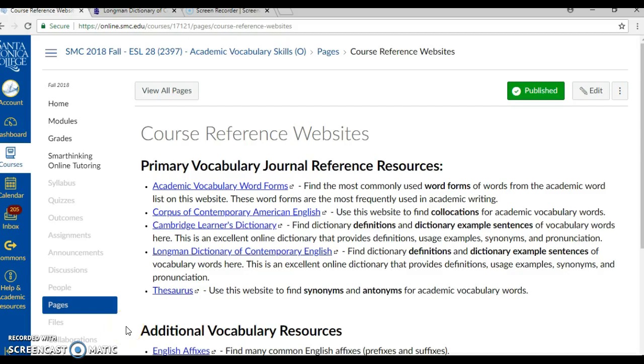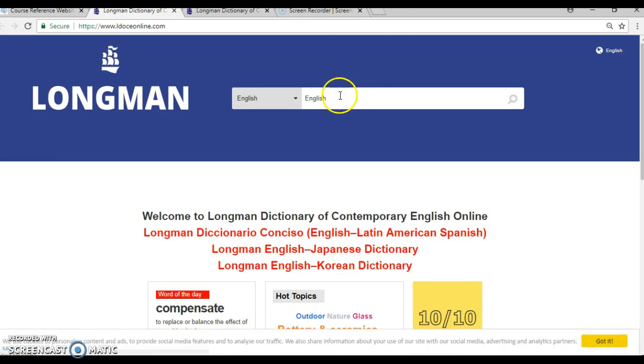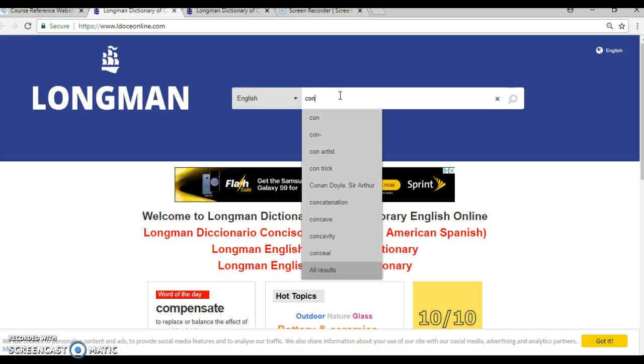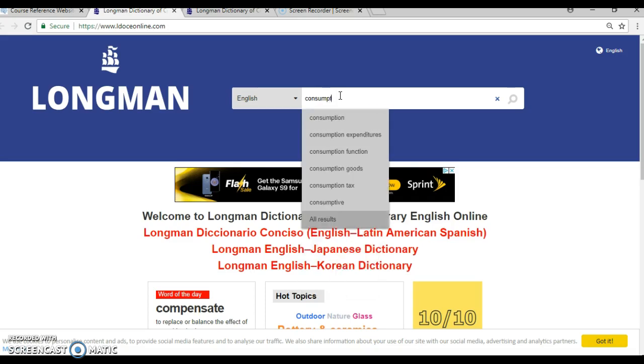In this video, I'm going to show you how to find the dictionary sentences for the words that you'll be writing in your vocabulary journals. So first of all, we need to use the Longman Dictionary of Contemporary English to find our dictionary sentences. So we're going to practice this using the word consumption.